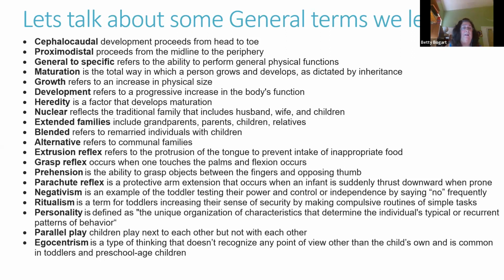Parallel play again. These are children playing next to each other, but not with each other. And usually this is toddlers. Me, mine. I'm not going to share. You stay there, you play. I can play over here. Not a problem. And as I said, egocentrism or egocentrical, absolutely toddlers. They don't understand anyone else but themselves, and they don't want to share. And that's part of being a toddler. It goes over into preschool, but mostly that's toddlers.